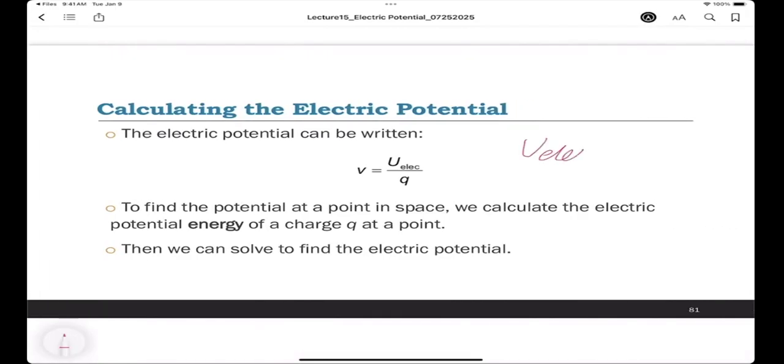The electric potential energy equals QV. So the electric potential can be written with this equation. That makes sense to you? You just put a Q here.